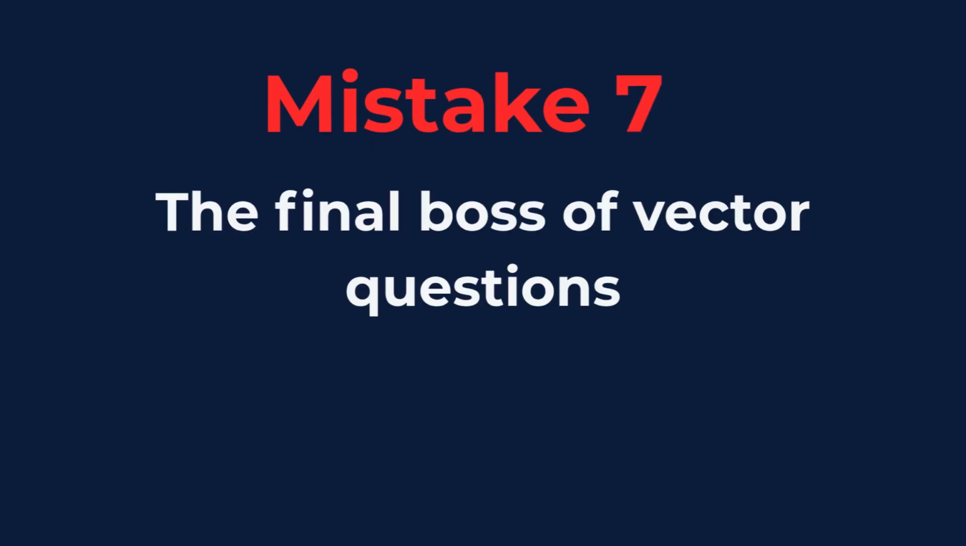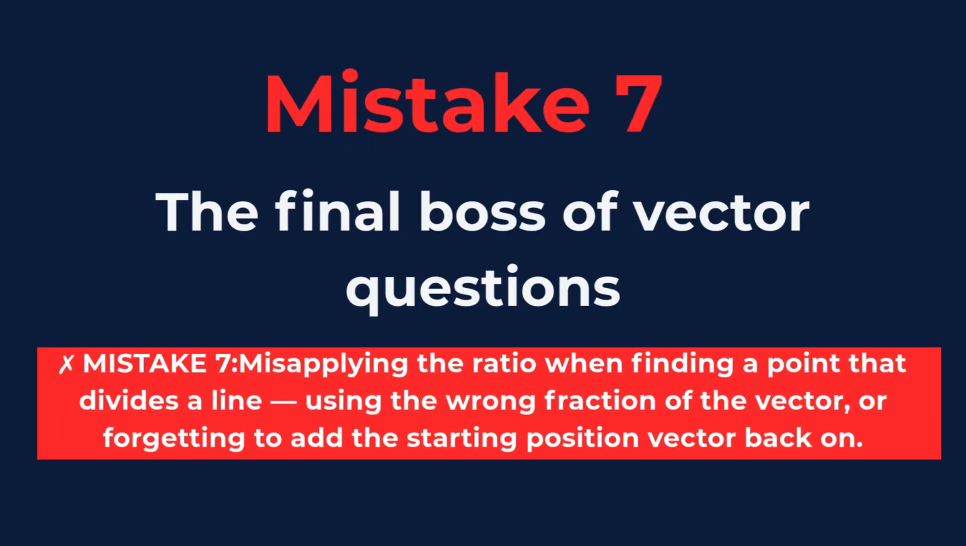Mistake 7. This is the one worth the most marks. Vector geometry proof questions, where you're told a point divides a line in a certain ratio, and asked to prove 2 lines are parallel, or find a missing vector. These are usually worth 4 or 5 marks, and this is where most students lose the most.